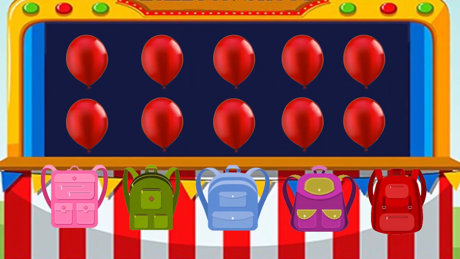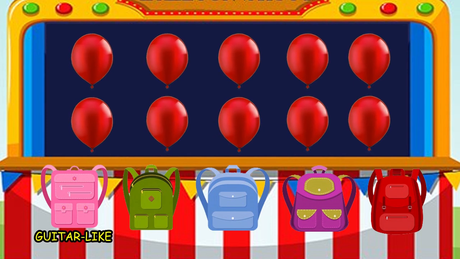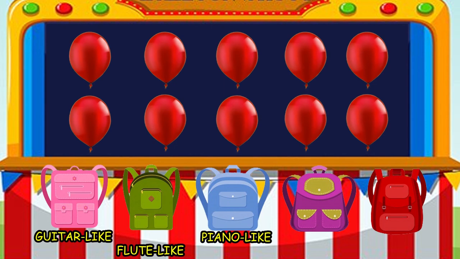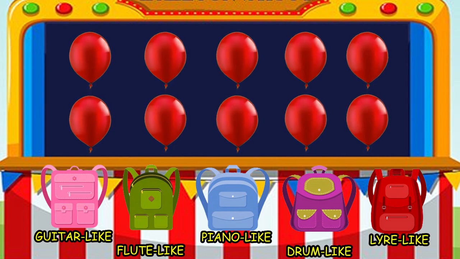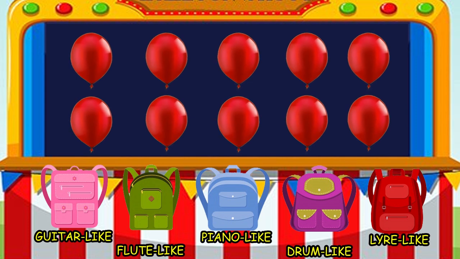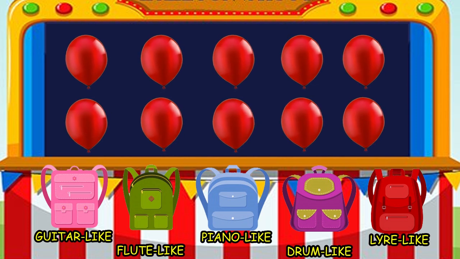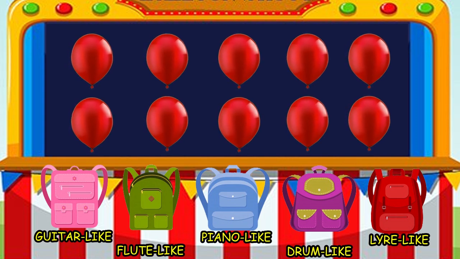We have 5 backpacks here. First is for guitar-like. Second is for flute-like. Third is for piano-like. Fourth is for drum-like. And last is for lyre-like. As you can see, we have 10 balloons at the board. All you need to do is to shoot them all using a dart. So are you now ready to shoot all the balloons? Let's start!